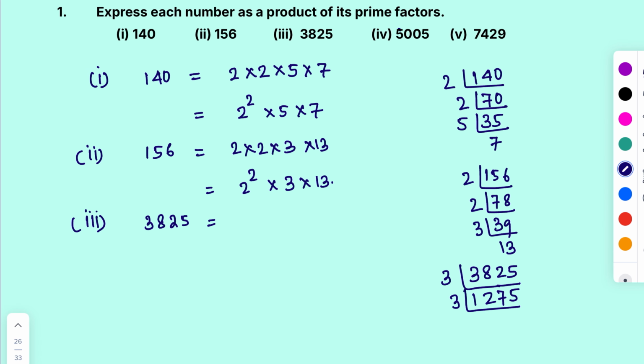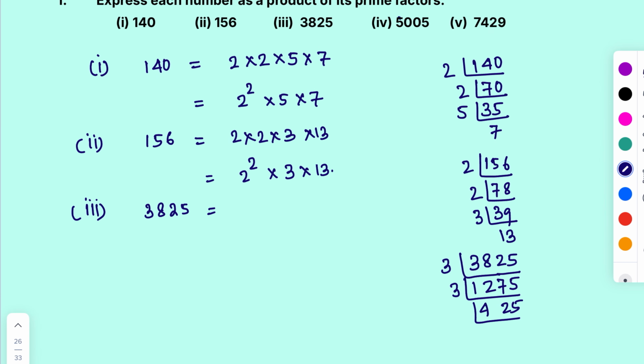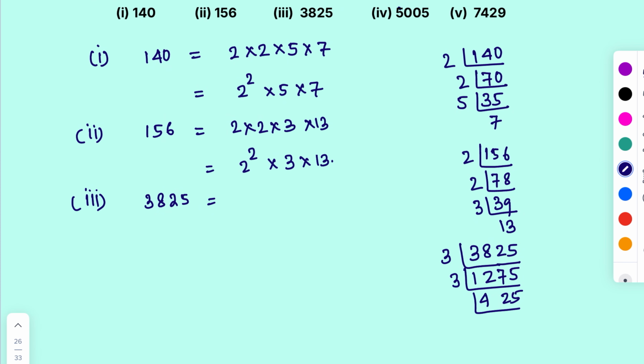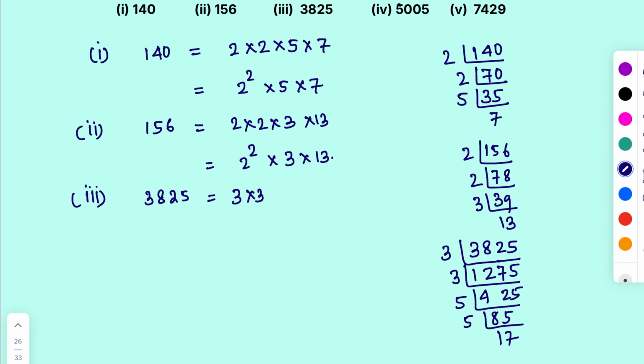Again, if we divide by 3, we will get 425. And even divided by 5, we can divide by 5. So it will be equal to 85. Now if we divide by 5, it will be equal to 17. So it will be equal to 3 into 3 into 5 into 17. So this is equal to 3 square into 5 into 17.